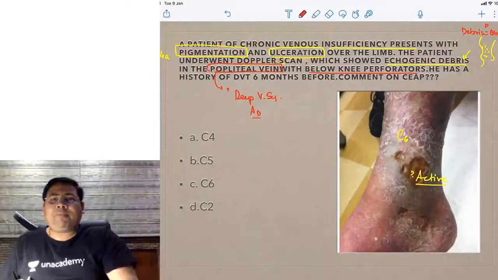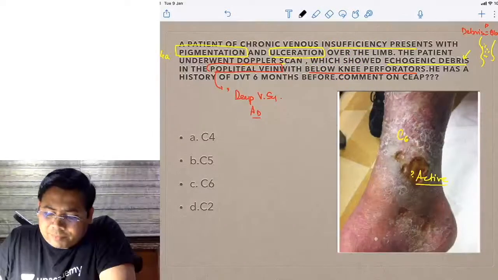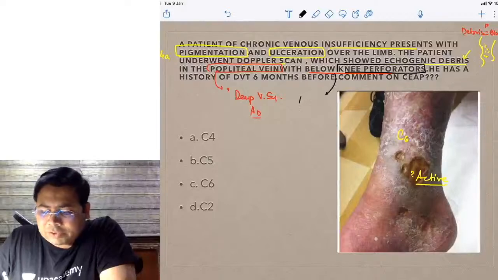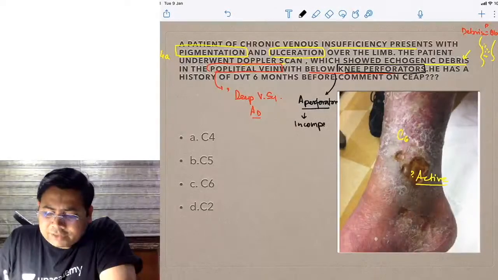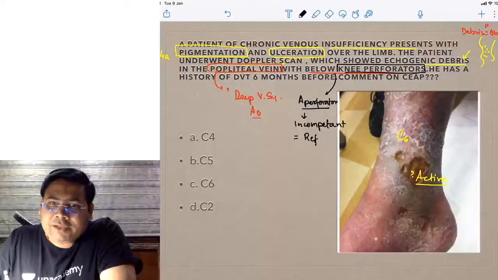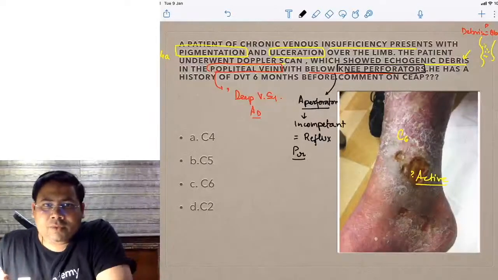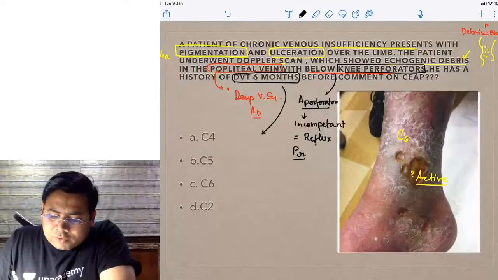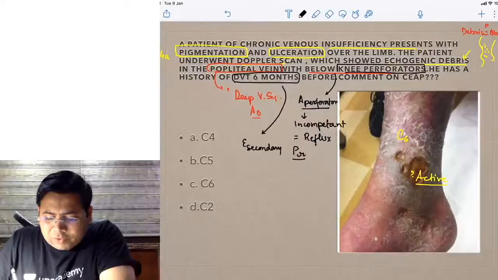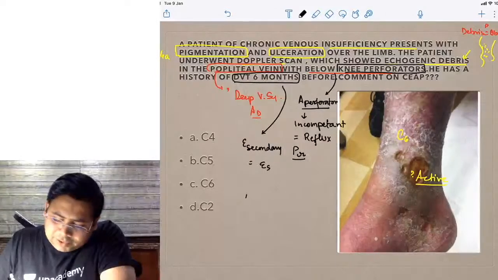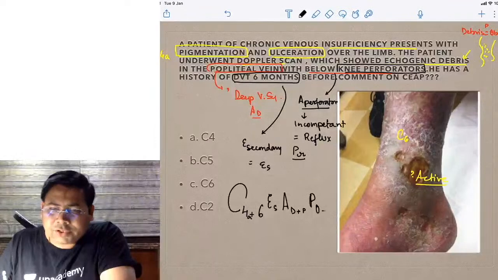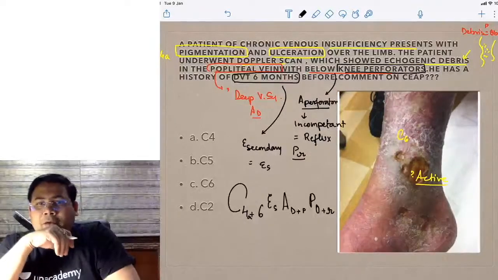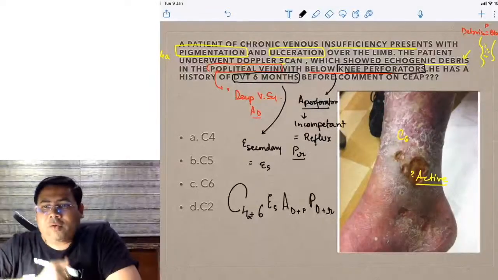With below knee incompetent perforators, some below knee perforator incompetency is also there. So, students, if there are incompetent perforators here, anatomy is involving the perforator also. And do you know incompetent perforators, what does that mean? That means that there will be reflux, and therefore PR will also be there because of this. He has a history of DVT 6 months back. So if you talk about E, this is secondary, because it is secondary to DVT. So what will be the answer? C4A plus C6. And etiology secondary. Anatomy deep venous system plus perforator. Pathophysiology obstruction due to the debris and reflux due to the incompetent perforator. Is this clear to everyone or no?